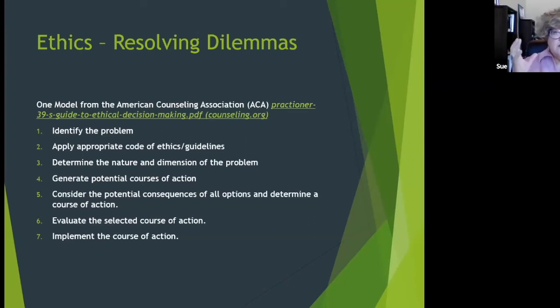So identify the problem. Once you've identified the problem and it seems to be clear that it is an ethical piece, here's my ethical question, then take your guidelines, your code of ethics, your clinical supervision guidelines, pull them out, take a look at them, see what seems to fit, and use that as kind of a template.